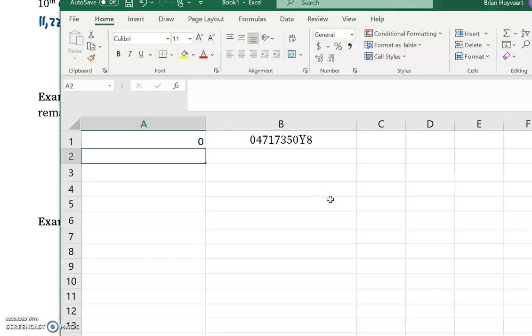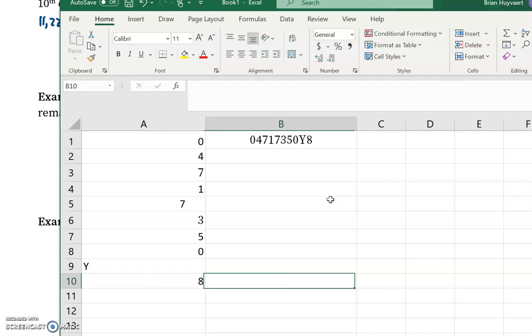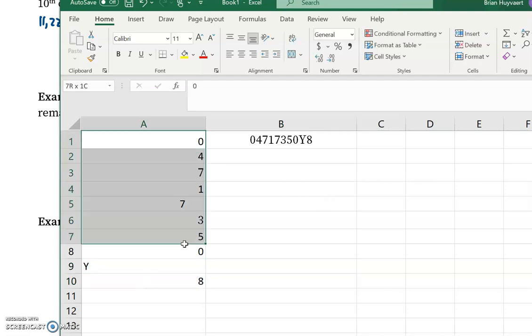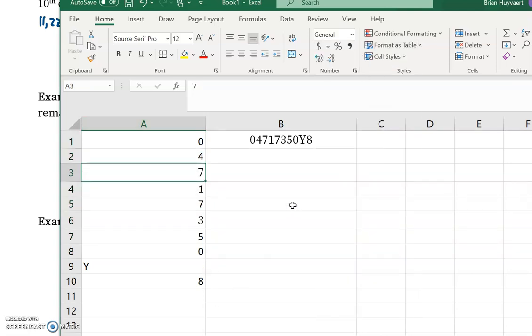So 0, 4, 7, 1, 7, 3, 5, 0. I'm going to leave that as its own space for the moment. Well, I can leave it in for now, but I'll show you why I'm going to consider changing that. And then all these, let me make sure we've got them as general numbers so that they're formatted the same.